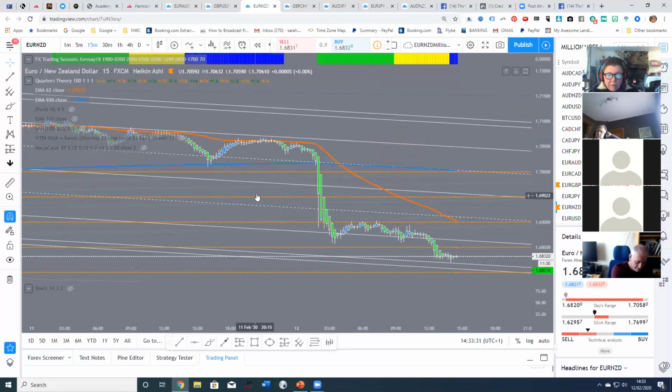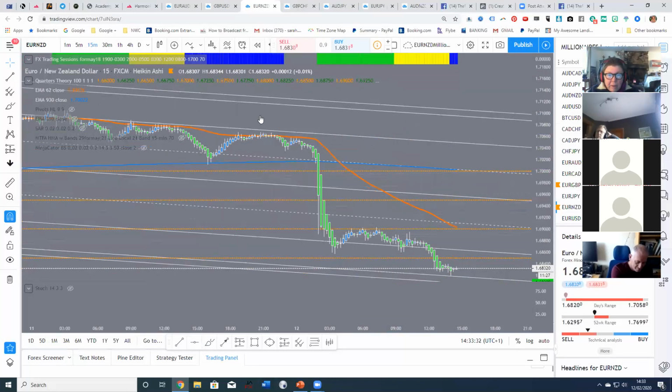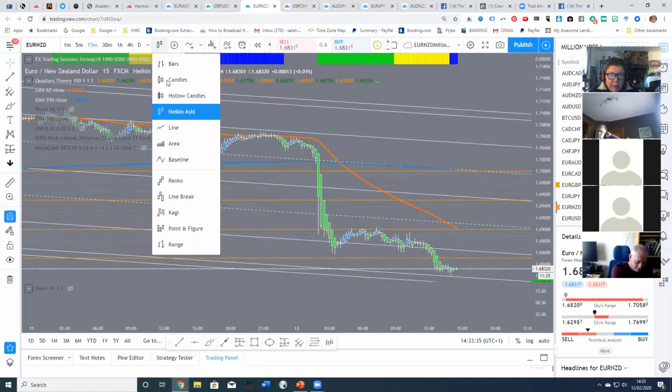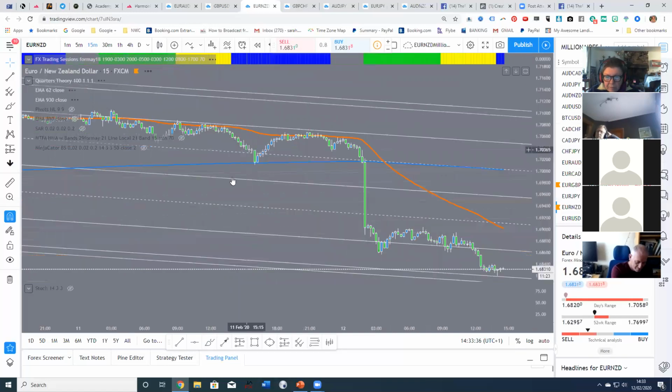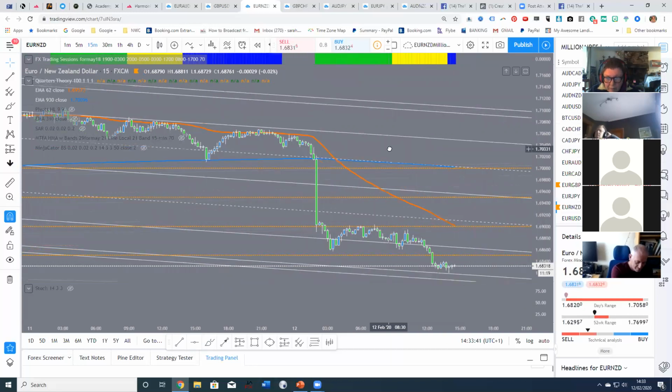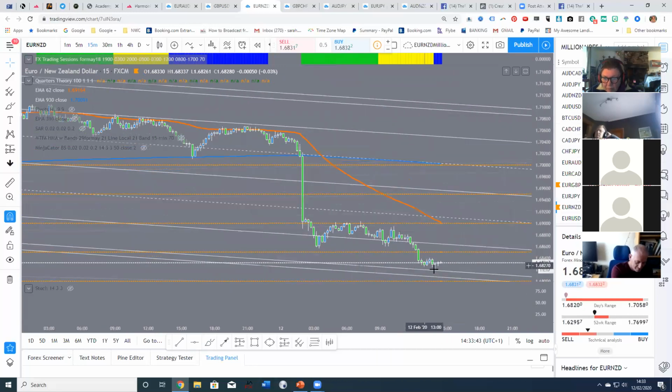Let's clean up the charts a bit. Let's make sure I'm on the right candles. That's better. Right, so price has come right down now to the extension. You can see how powerful quarter theory is. Look at all those perfect rejections. 3 times off quarter theory. Very powerful. And the pitchforks.